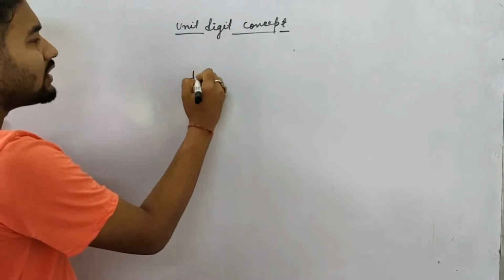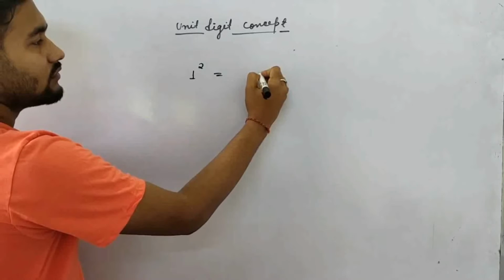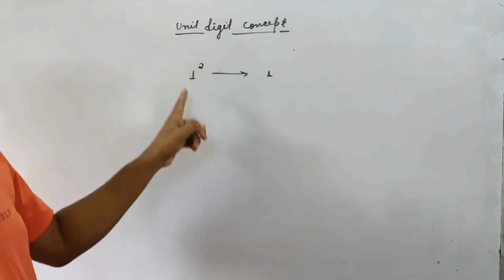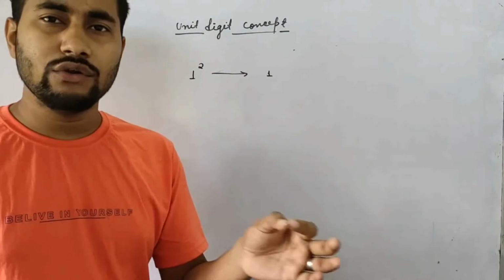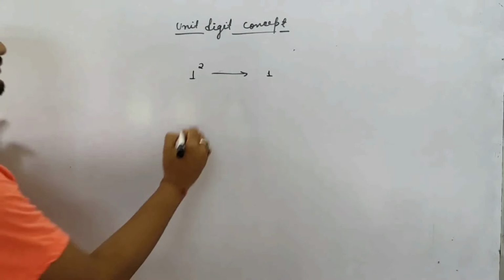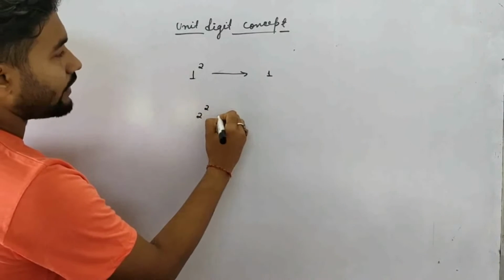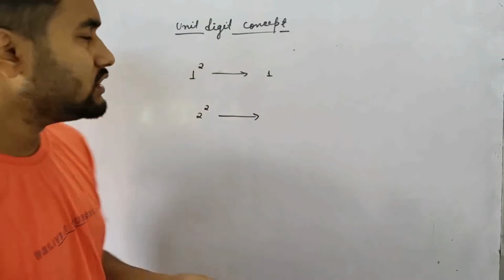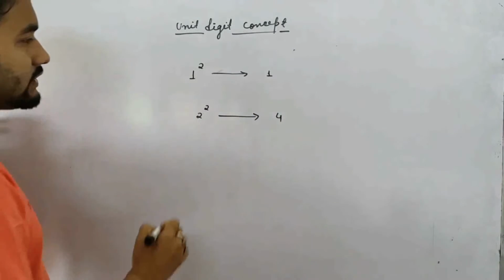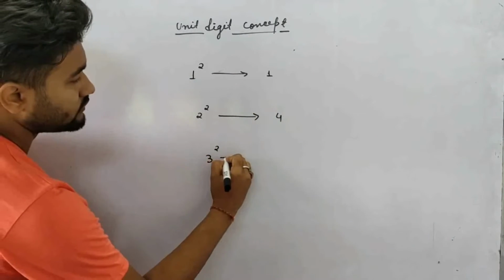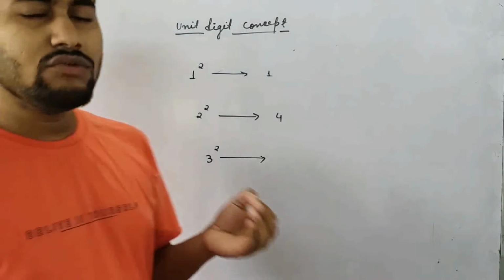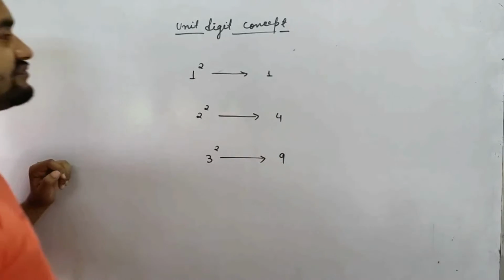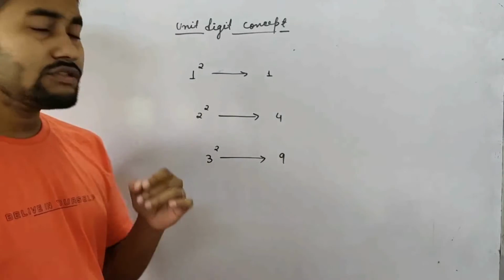So what is the unit digit concept? You see, 1 square will be how much? 1. What is the unit digit if I do 1 square? It will be 1 only. Next, 2 square. 2 square is 4. So the unit digit will be 4. Next, 3 square. 3 square is 9. So the unit digit will be 9. Understood?